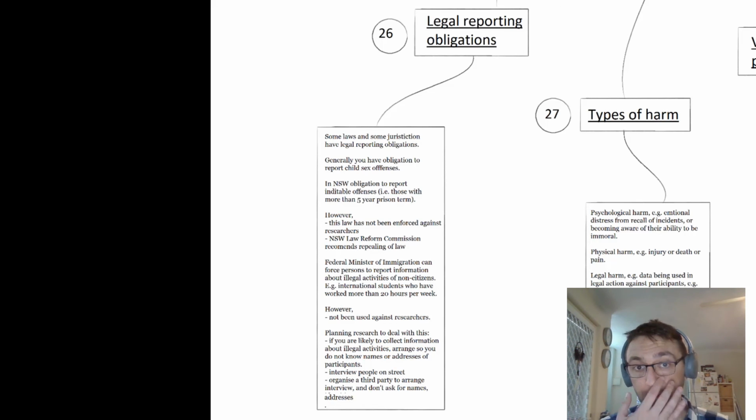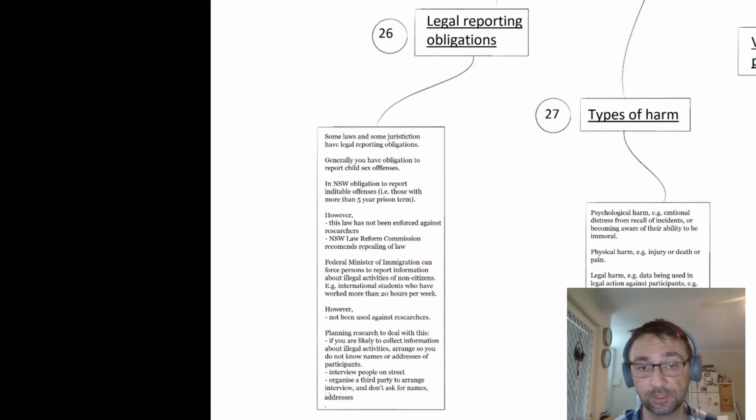There are a few things to note. The law in New South Wales actually has special conditions for prosecuting researchers and other people. And it's apparently never been enforced against researchers in New South Wales. So in a sense, it's a law that's on the books, but it's not used. Also, the New South Wales Law Reform Commission, which is a semi-government body, has actually recommended that this law be repealed. So it's not seen as a very good law by a lot of legally informed persons of high status in New South Wales.